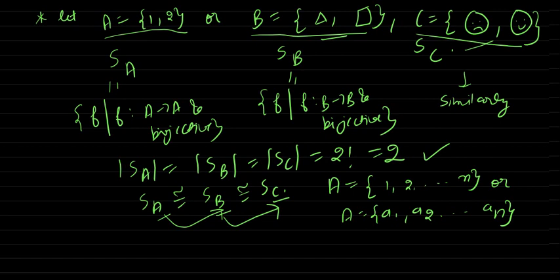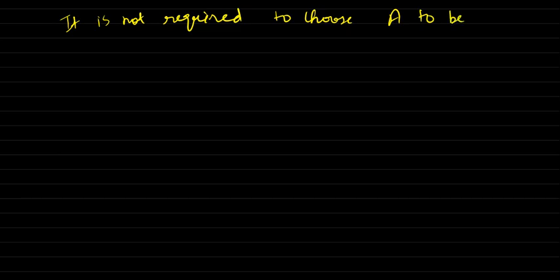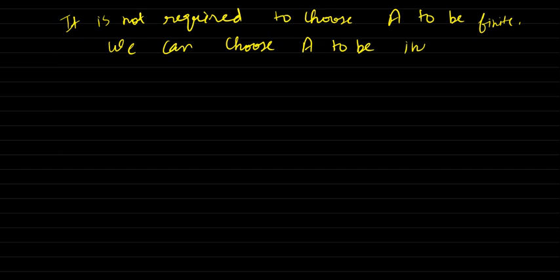Okay, so let's see some examples. One more thing, let me write it here: it is not required to choose A to be finite. We can choose A to be an infinite set also.